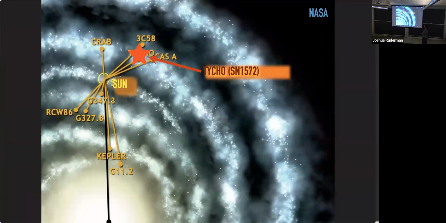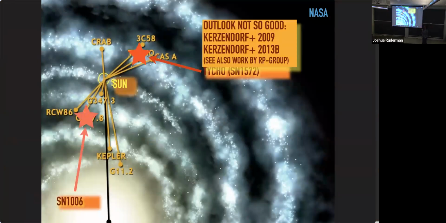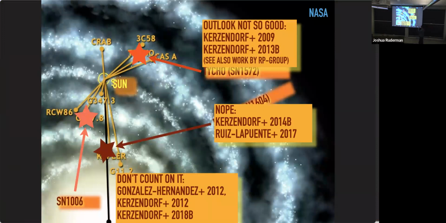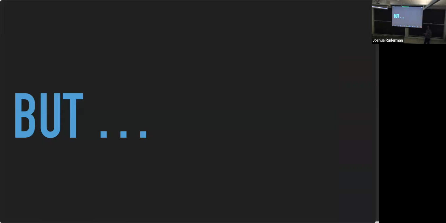This has been the bane of my existence, and for many supernovae, in Tycho, myself and other groups looked at this and didn't find anything. The same is true for 1006, which is another remnant. The same is true for Kepler, which is another remnant. And so the question is, does this mean these companions don't exist?